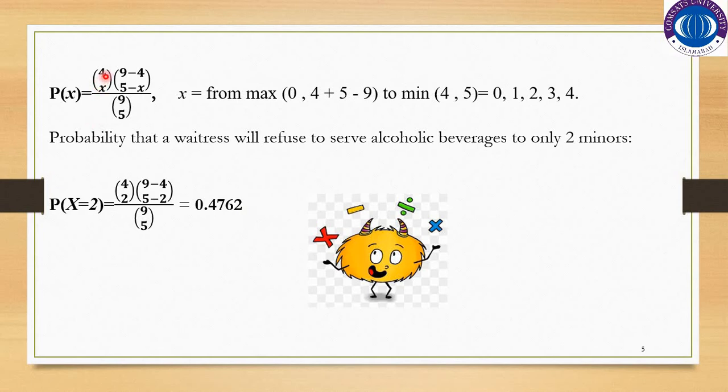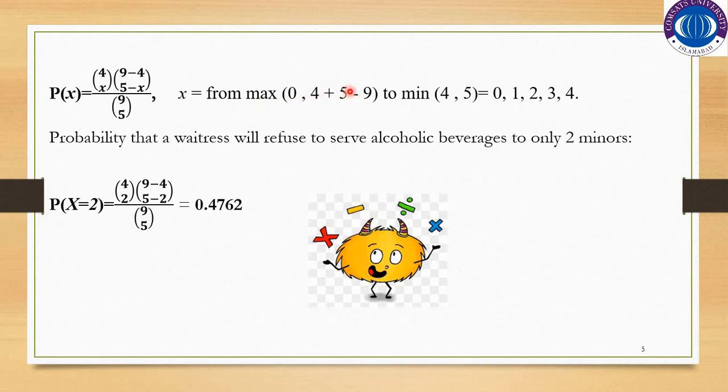So as we know, there are 4 minors in the population of 9 students. So k will be equal to 4. Capital N is 9 as there are 9 students. Small n is 5 as she is going to check the IDs of 5 students. X is equal to from maximum of 0, 4 plus 5 minus 9.